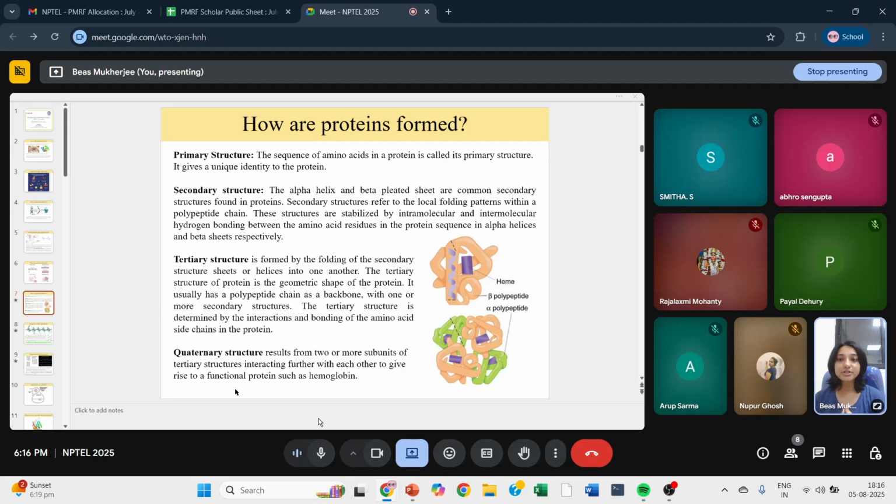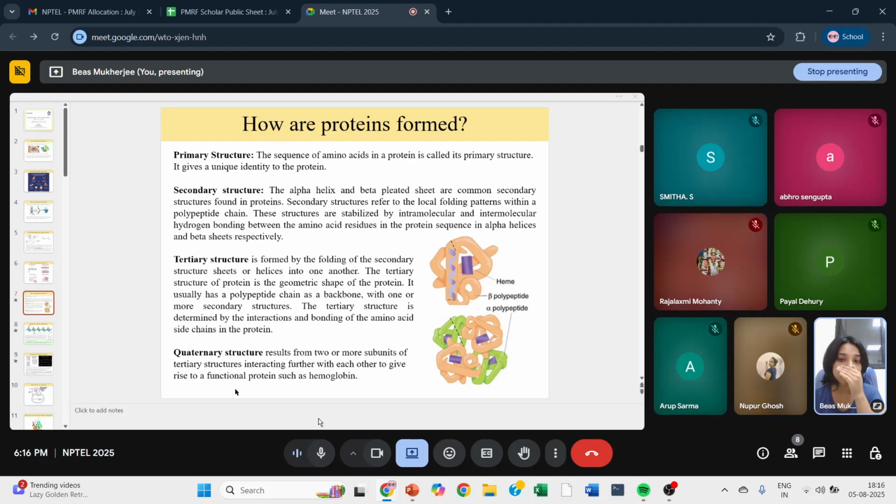Then the tertiary structure is formed by folding of the secondary structure into a definite geometric shape, and it usually has a polypeptide chain. This polypeptide chain usually has a backbone with one or more secondary structures. The tertiary structure is determined by the interaction and bonding of the amino acid side chains. We will look into the details of these interactions in the upcoming slides.